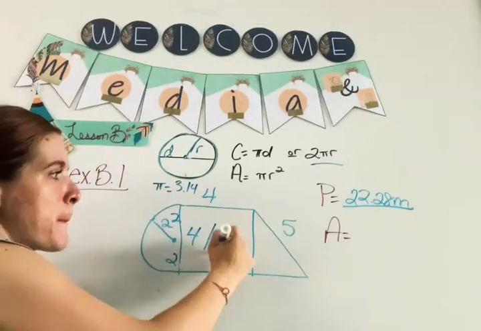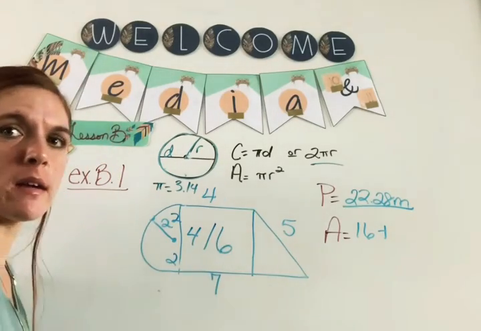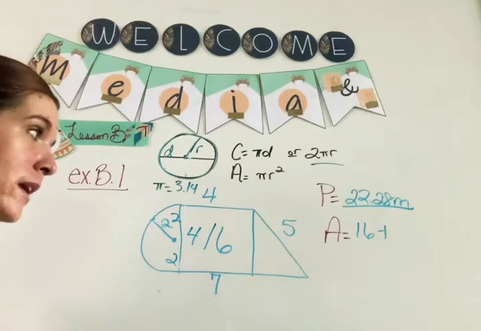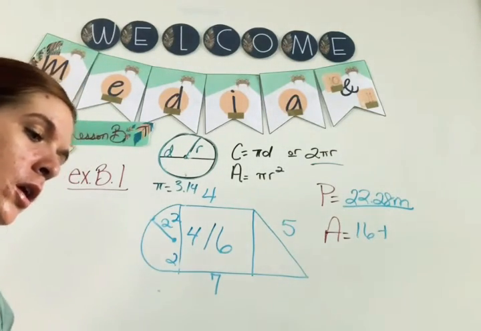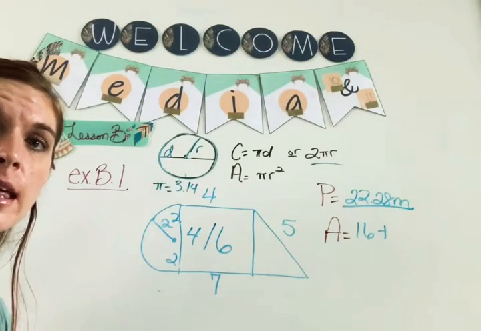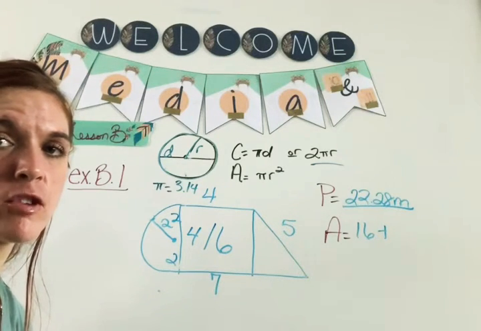Or 16. So let's just put that over here, 16 plus. So we know the square is 16. Okay, let's go over to the triangle. Do you guys know the area of a triangle? Base times height divided by 2, right? Base times height divided by 2.